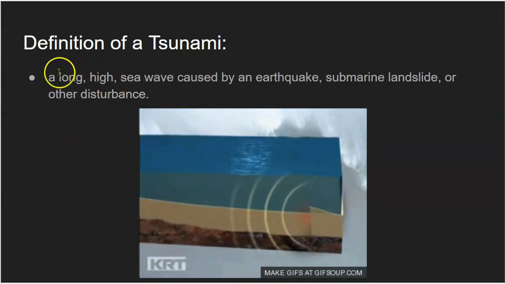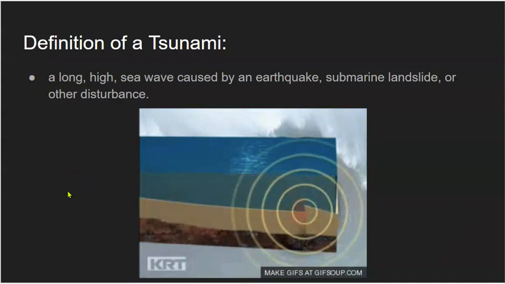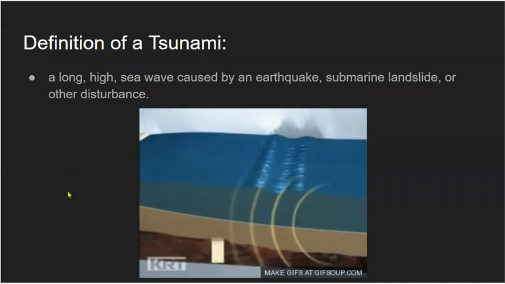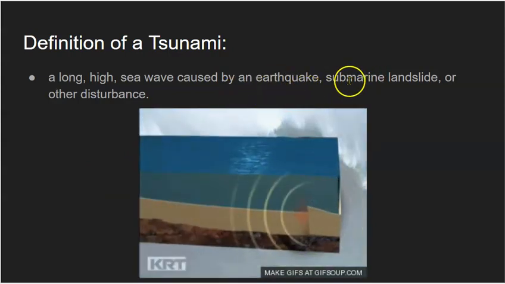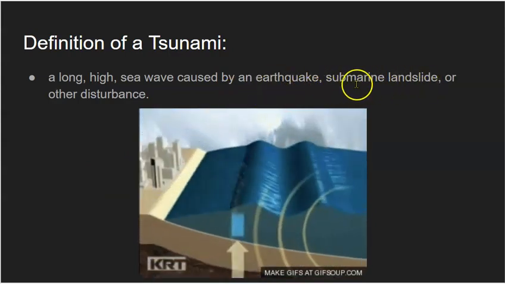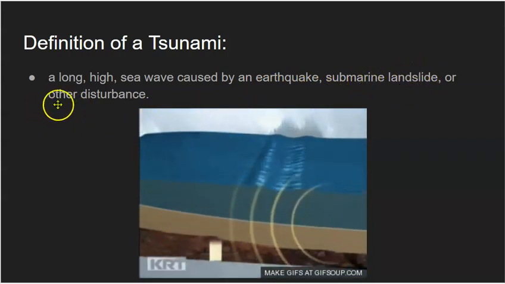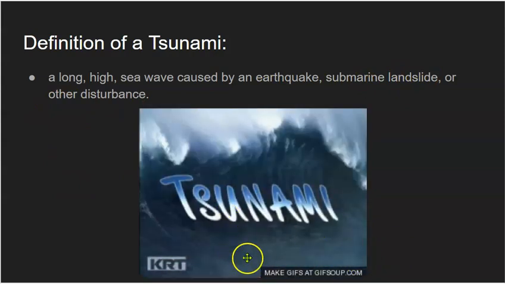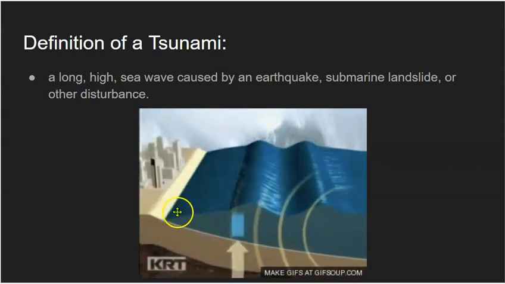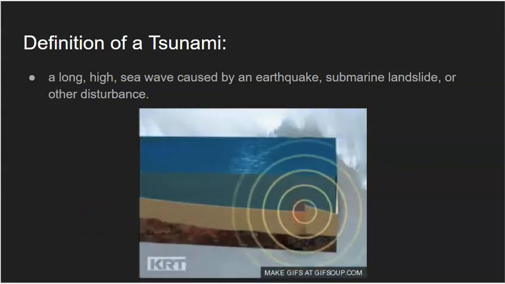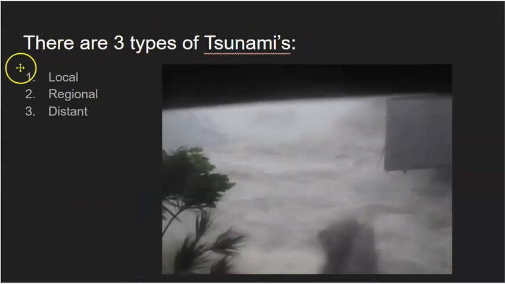Let's talk about tsunamis. Tsunamis are large waves. These are high, long sea waves that travel a big distance and are caused by either an earthquake, some sort of landslide underneath the water, or a submarine landslide, which is just a landslide underneath the water, or some other kind of disturbance that's upset the water and caused it to travel. And as that water travels, it travels in waves, and those waves can get quite big and pretty destructive.